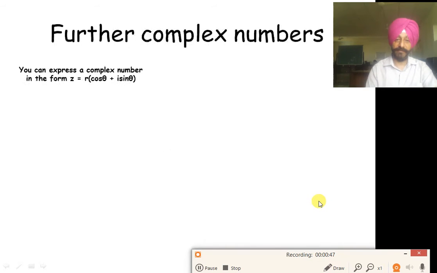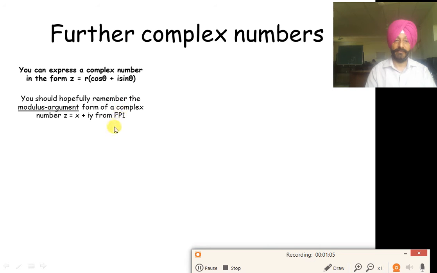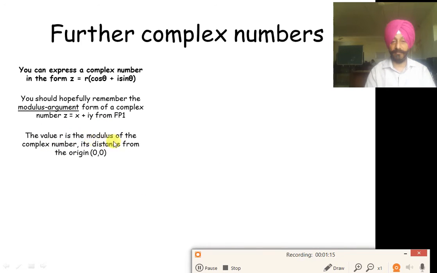Let's see. First one is, you can express a complex number in the form of z is equal to r into cos theta plus iota sin theta. So how do we represent a complex number in the form of r cos theta plus iota r sin theta? So let's see what is complex number. Complex number is z is equal to x plus iota y.